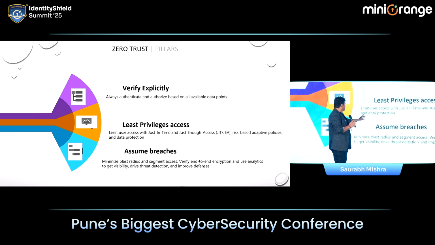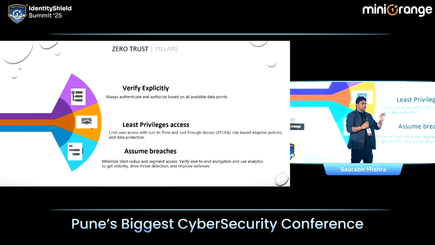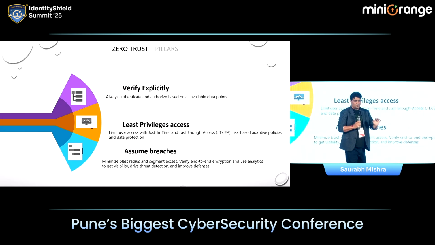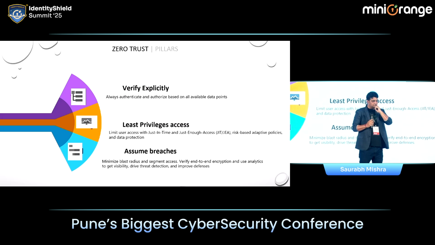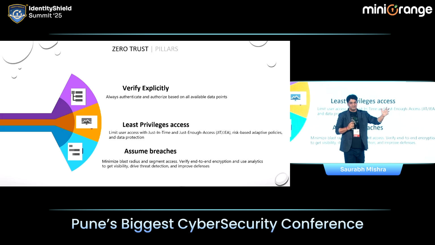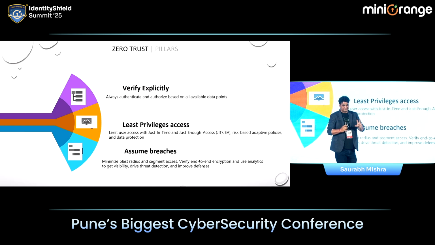The second one is least privilege access. Least privilege means we only provide access at the level at which that user or employee can perform their task, nothing more than that. So that is known as least privilege access, okay?